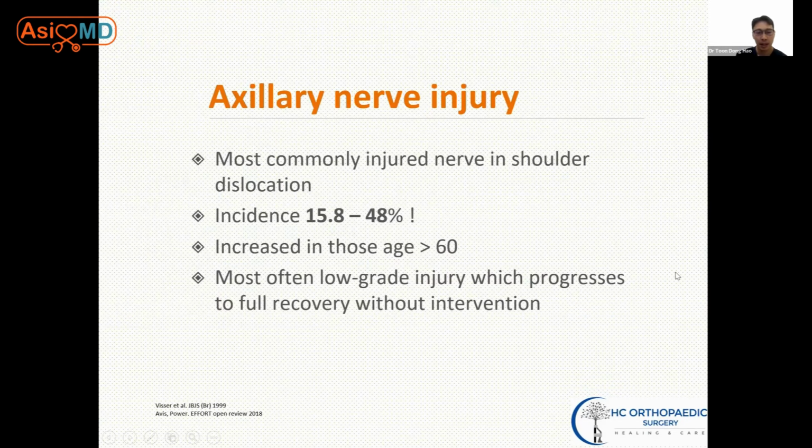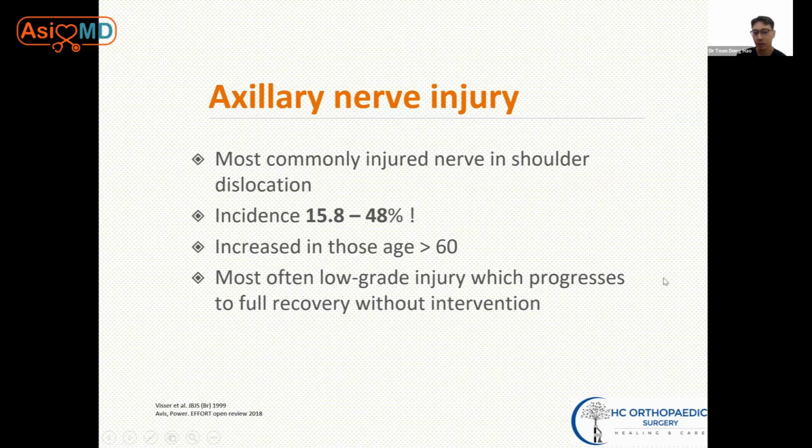So first things, axillary nerve injury is very common, and it's very important for us to assess this before we try to reduce the shoulder. In the literature, it occurs in as much as about half of shoulder dislocations, and this incidence increases in those who are over the age of 60. Luckily, most of these are low-grade injuries, and therefore a full recovery without intervention is expected.